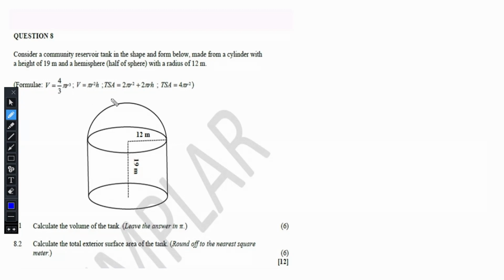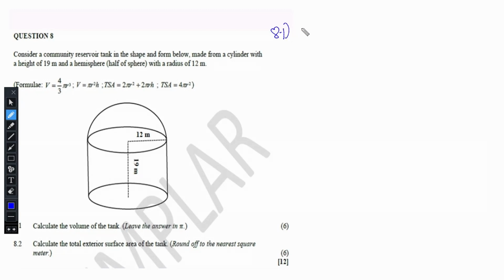obviously the formula of a sphere. And then what we have here is the volume of the cylinder. This is the total surface area of the cylinder, and this is the total surface area of a sphere, as we have seen with the previous question. Okay, so now calculate the volume of the tank. We do understand that this community reservoir tank is made out of two shapes. It is one, the cylinder, and two, the hemisphere. So that means if we wanted to calculate the total volume of the tank, we would have to consider calculating the volume for both the shapes here.